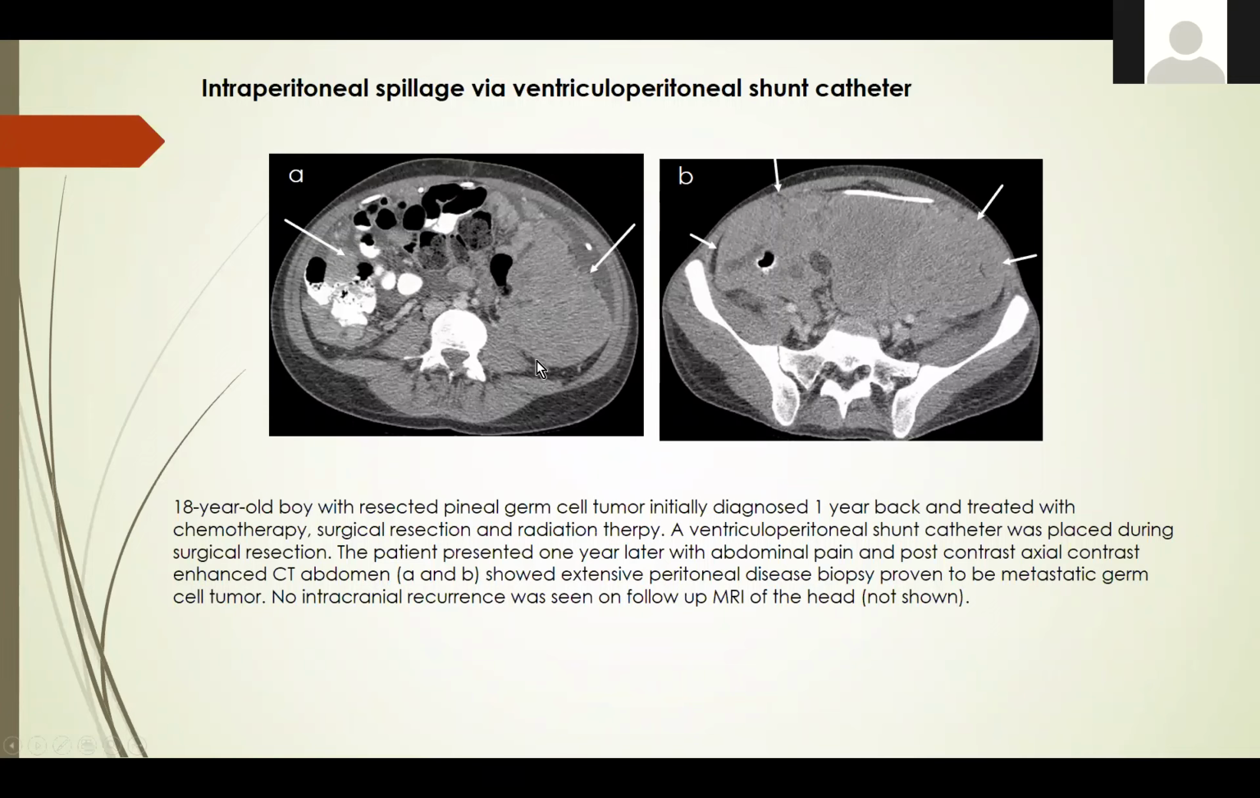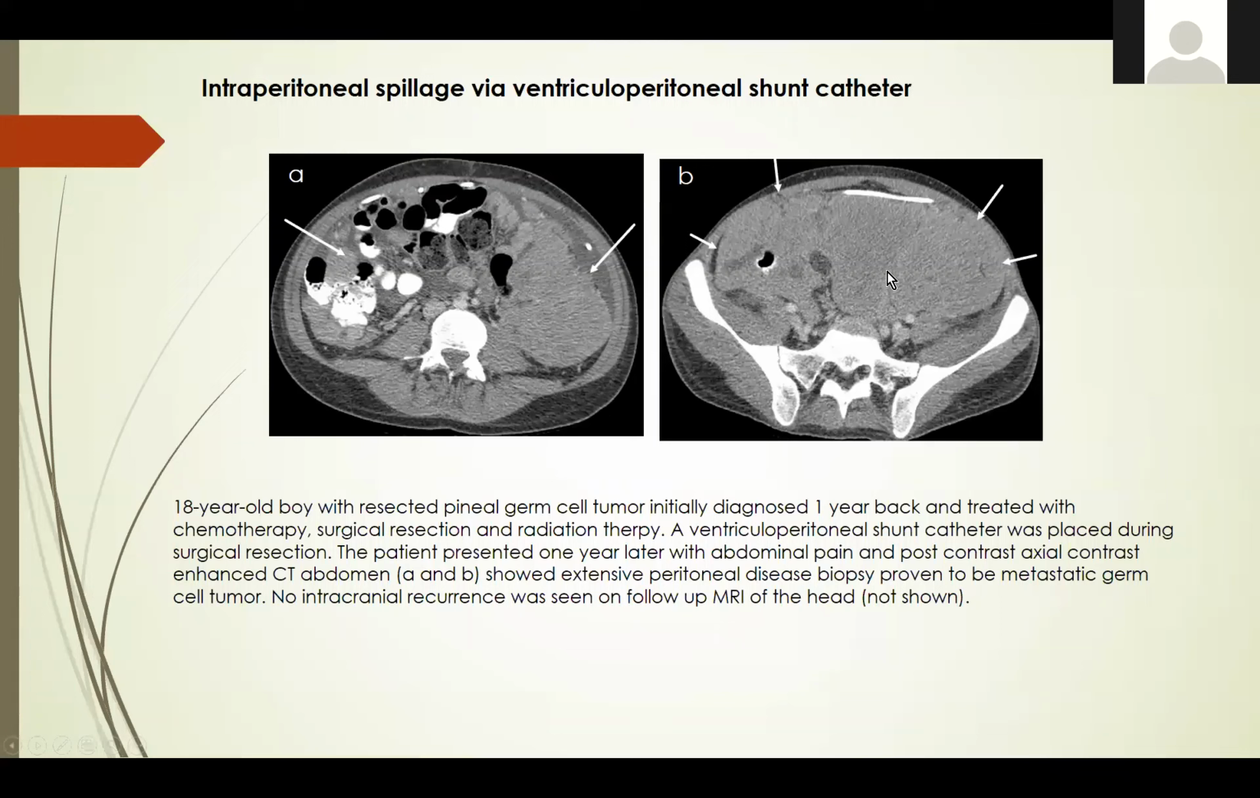This is an 18-year-old who had a pineal germ cell tumor resected about a year back. He was treated and was fine, but a follow-up study a year later for abdominal pain showed all these tumor nodules in the peritoneum.